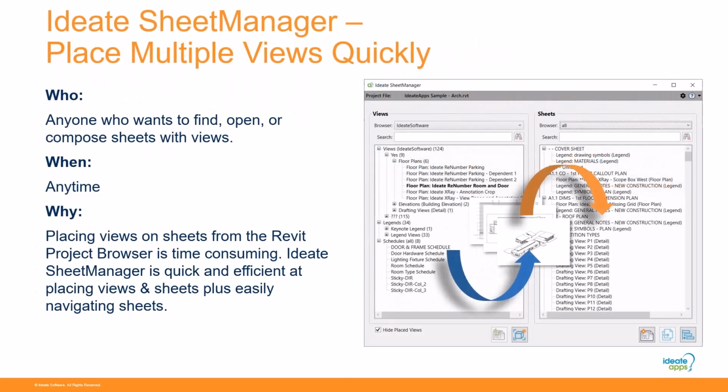So the products are the tools within IdeateApps. Ideate SheetManager, I like to explain this as sort of the central traffic cop, if you will, or the central location where you're going to be accessing some of the other tools. The tools are available on the Ideate software ribbon, but they're also all available from SheetManager. So you'll see from SheetManager, I can access Ideate Clone, Ideate Align, Ideate View Creator. And that's going to be what I'm going to be doing primarily through the presentation here.